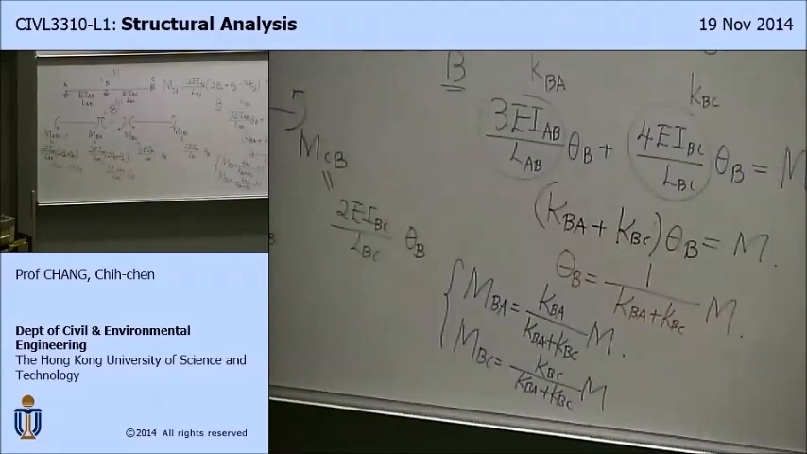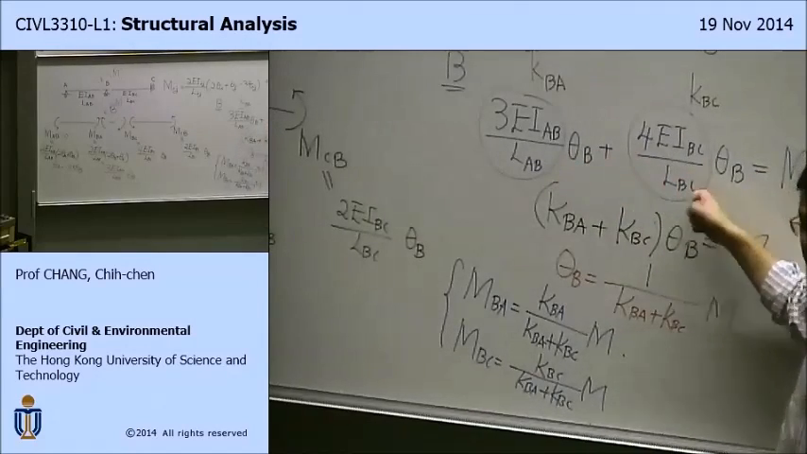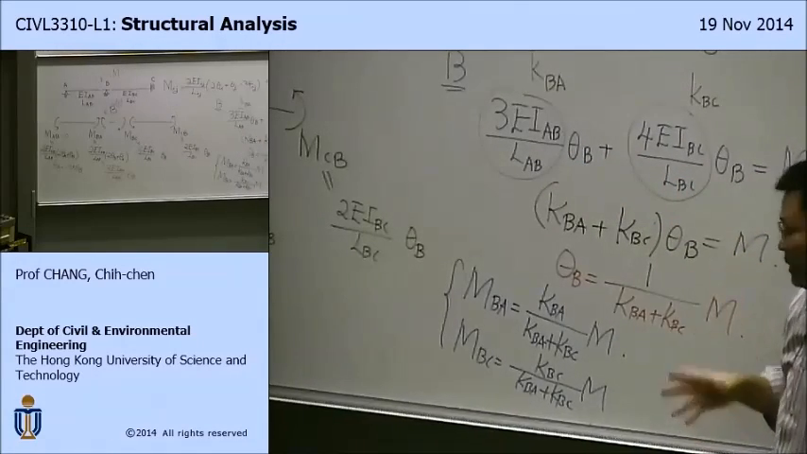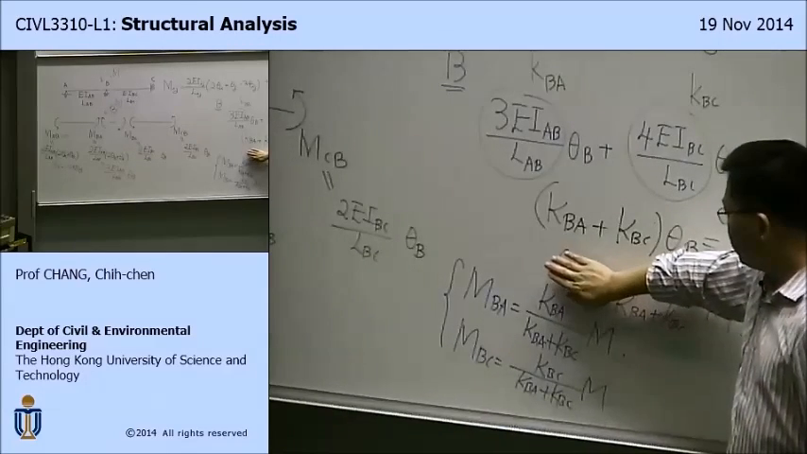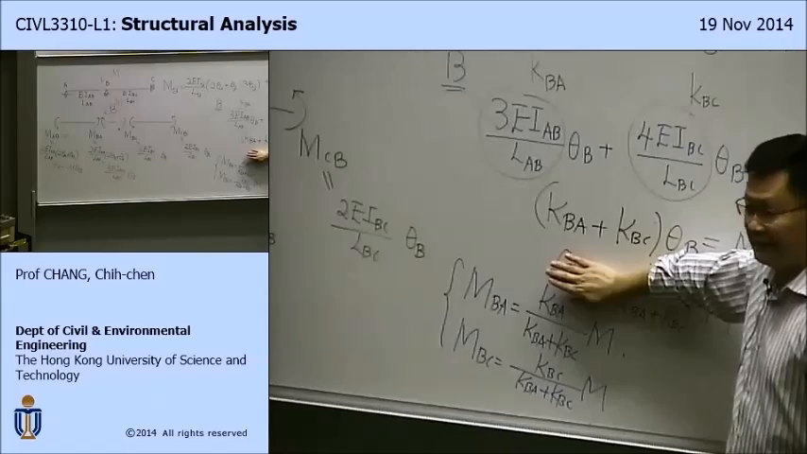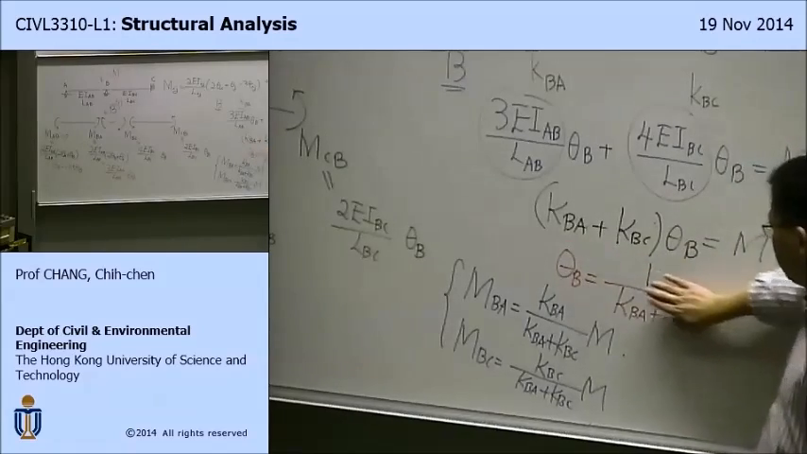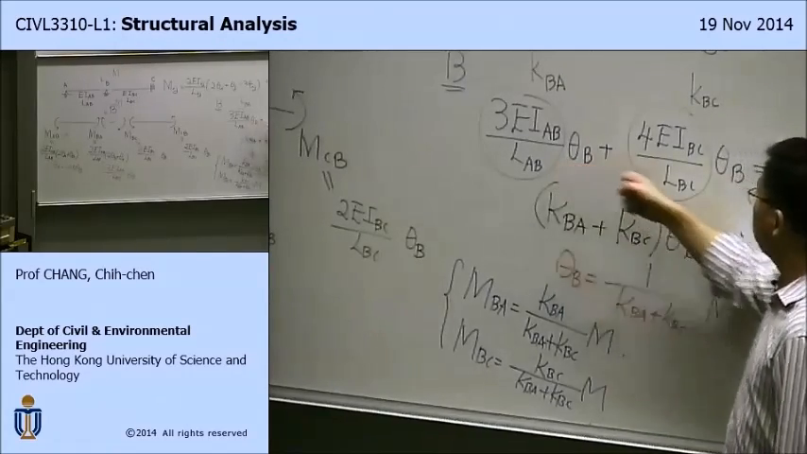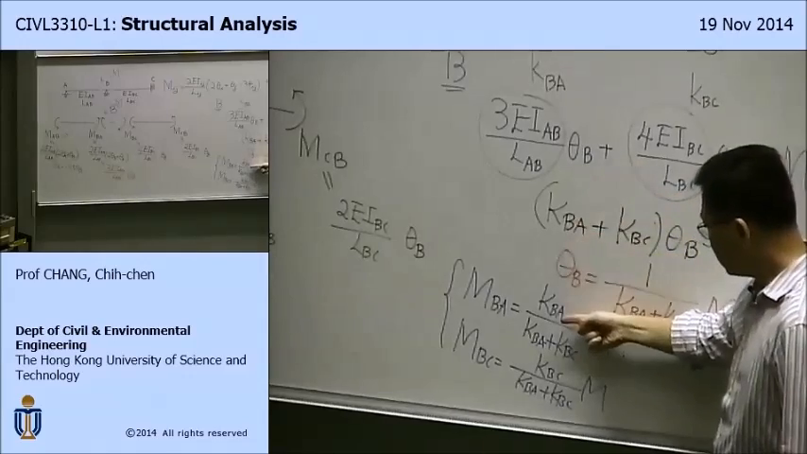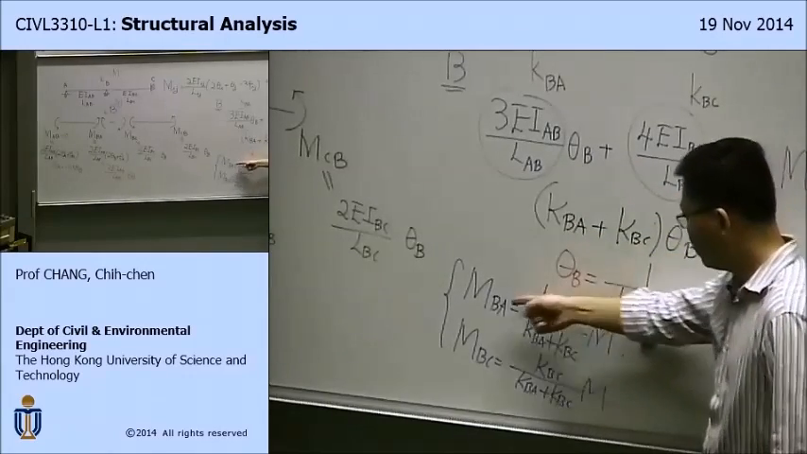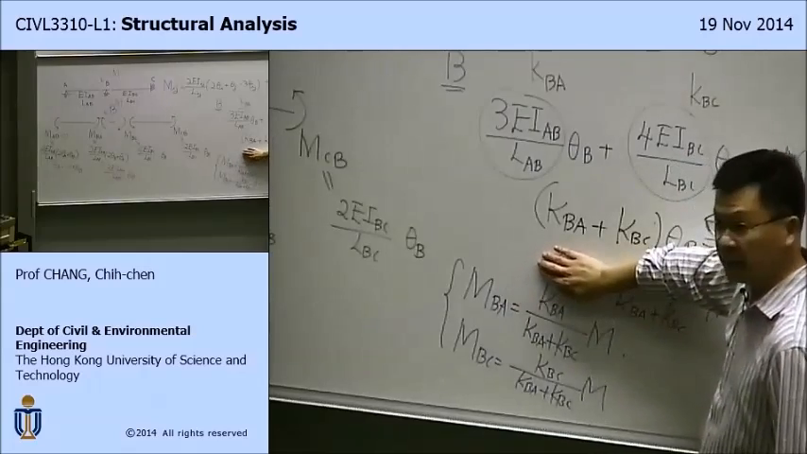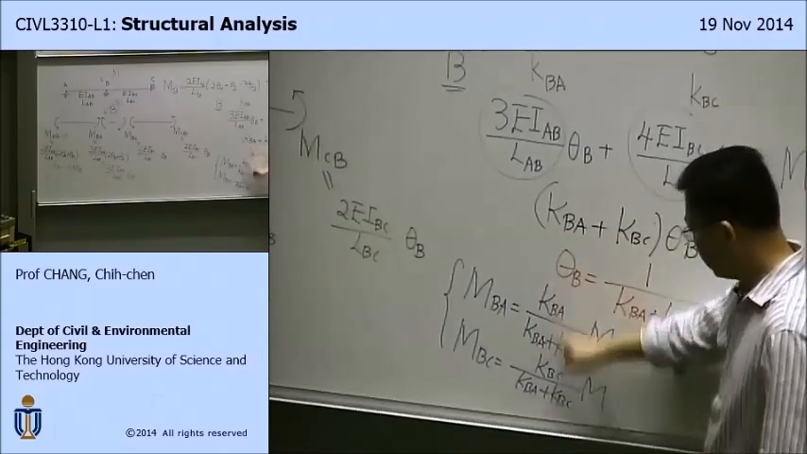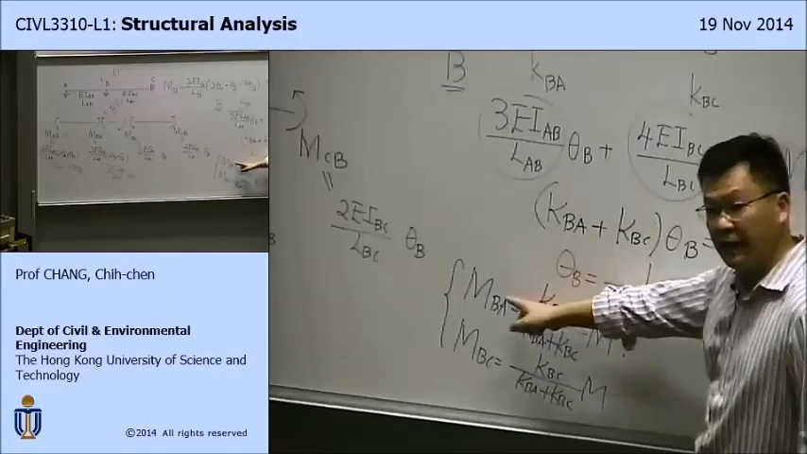So this KBA and KBC, they are just numbers. They are just numbers. So if you really don't care about what theta B is, if you know KBA and KBC, you can directly substitute in there to calculate MBA and MBC. So if you don't care about theta B, you can directly calculate the moments directly.